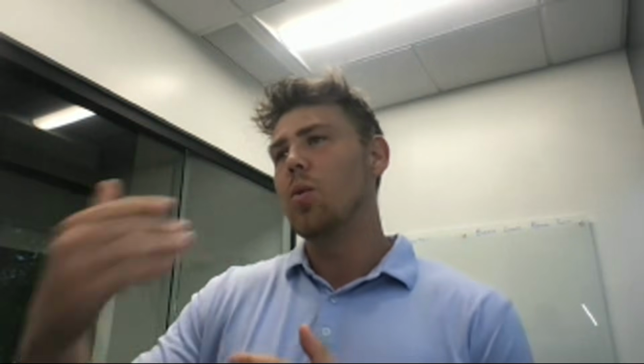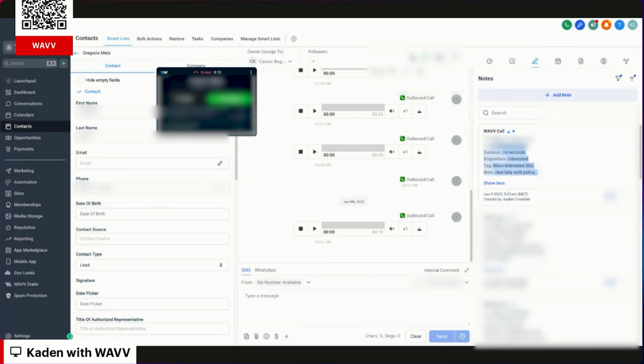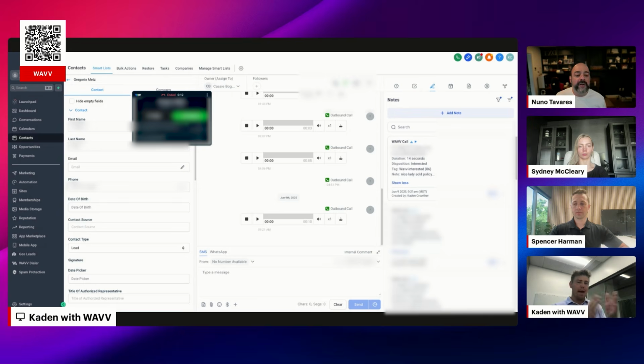Cool thing, using WAVV and Highlevel together is actually a really powerful tool because these dispositions are connected to tags. As you can see here, in this note, I selected the interested disposition, and each disposition is mapped to a tag. When I select that, it's going to put that WAVV interested tag on that contact. And by that tag, you can move it to that interested pipeline, have all of your contacts automatically move there, and have better organization as you go through them.